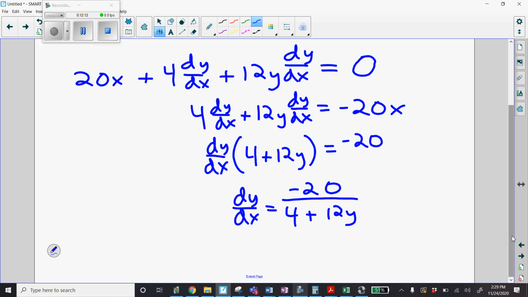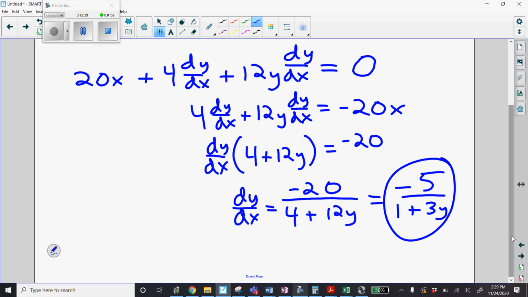And again, that is the correct answer there. However, we should check to see if it simplifies. I see that 4, 12, and 20 all divide by 4. Can't reduce anything with y's, but I can divide everything by 4. So that's going to give me negative 5 over 1 plus 3y. There's a slightly more simplified version for dy/dx.